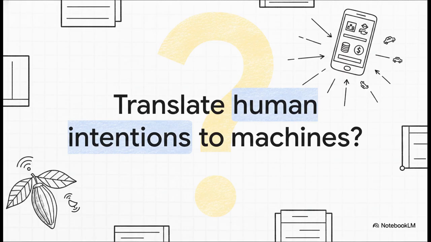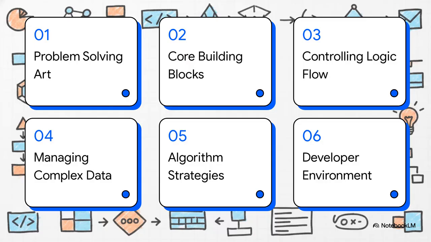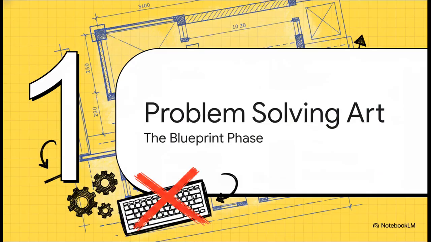But how do we actually build these solutions? To answer that, we're going to walk through the exact chronological journey a developer takes to solve a real-world problem. We'll cover the art of problem solving, dive into core programming building blocks, control the logic flow, figure out how to manage complex data, look at algorithm design strategies, and finally, wrap things up in the developer's environment. All right, kicking things off with Section 1, the art of problem solving, also known as the blueprint phase.